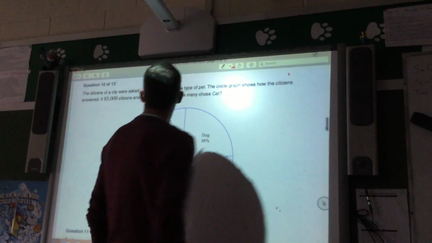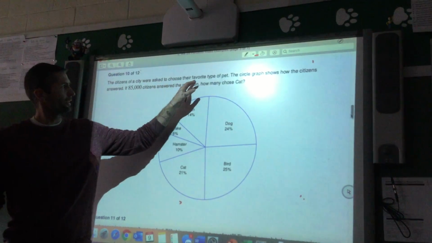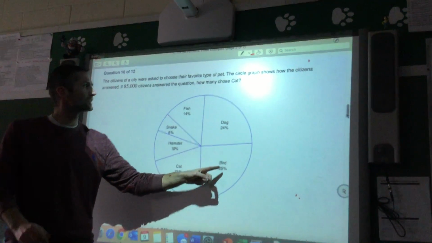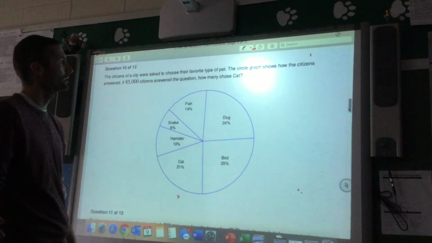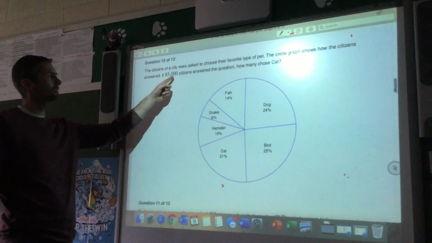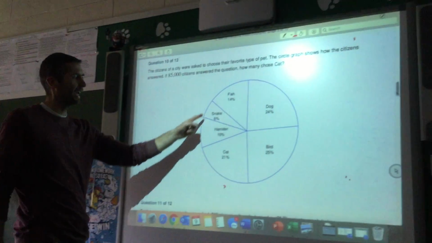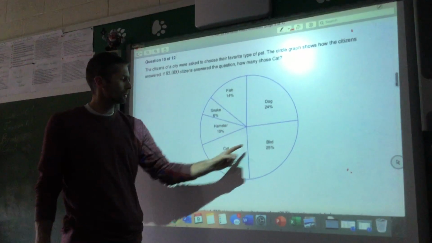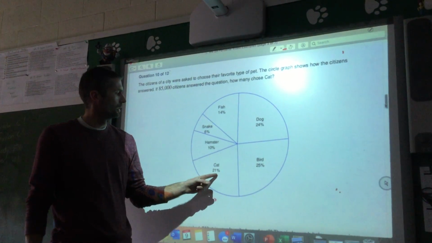Question 10. The citizens of a city were asked to choose their favorite type of pet. They like birds. I am not moving to this city. Not my kind of city. The circle graph shows how the citizens answered. If 85,000 citizens answered the question, how many chose cats? Why you would choose cats over dogs, I don't know. I could choose a cat over a bird though.